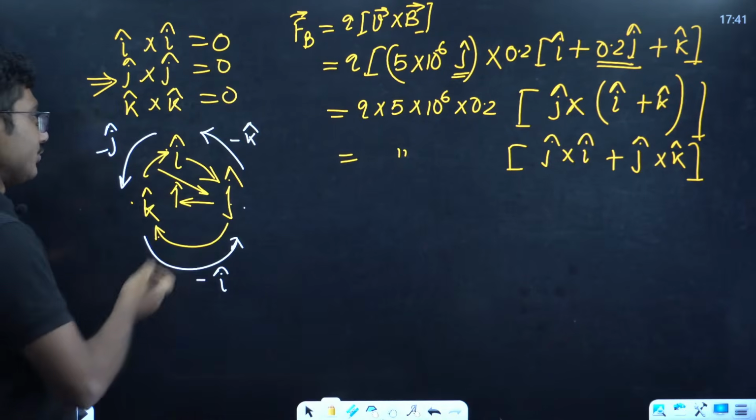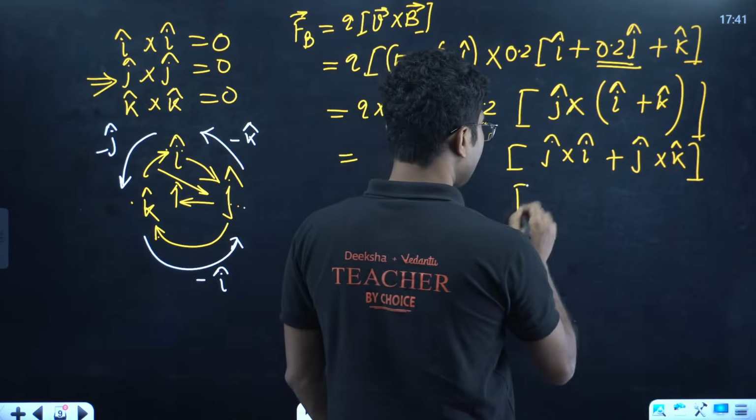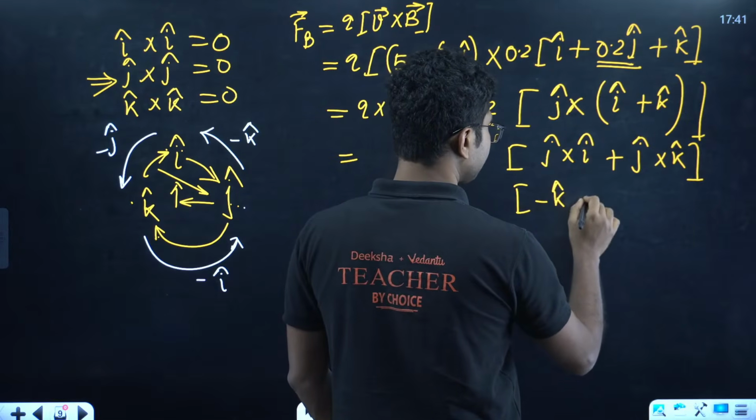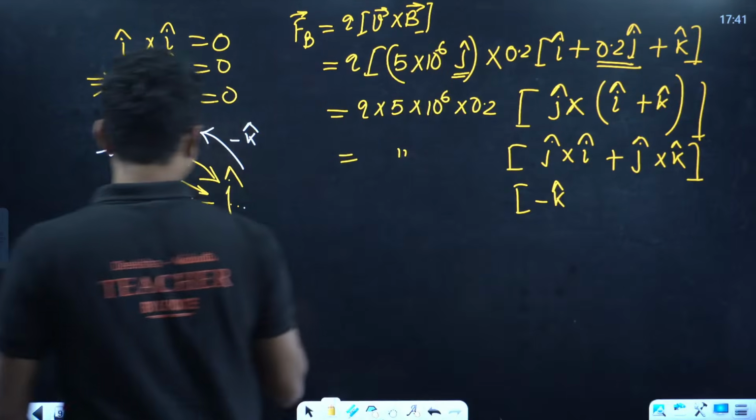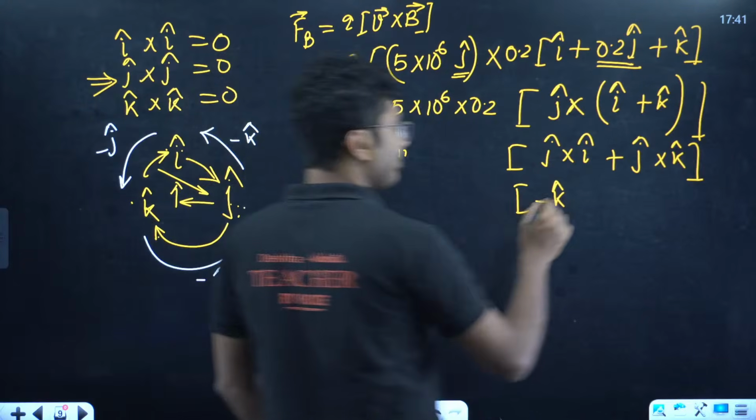Just remember that. So here we have J cross I. So J cross I is nothing but minus K cap, and then we have J cross K. So J cross K is plus I cap.